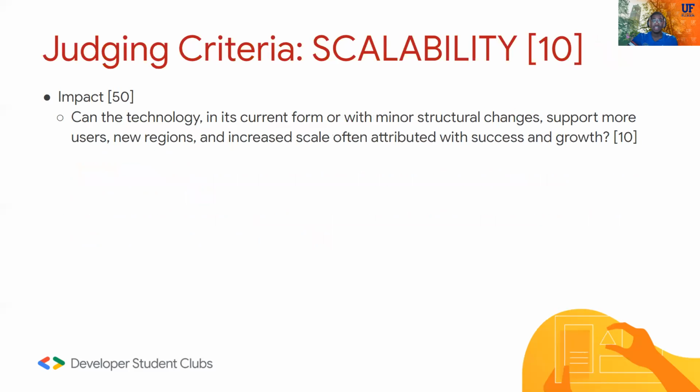And lastly, the final category that we have is scalability. This criteria assesses the potential for the project and essentially how useful it is on a global scale or a local scale. So can this technology in its current form or with minor structural changes support more users and regions on a larger scale? This is something else to keep in mind when you're designing your project, as it's really going to separate the good projects from the great projects.